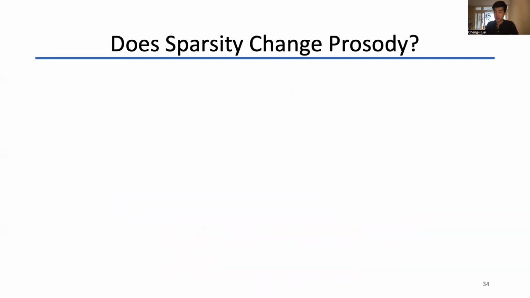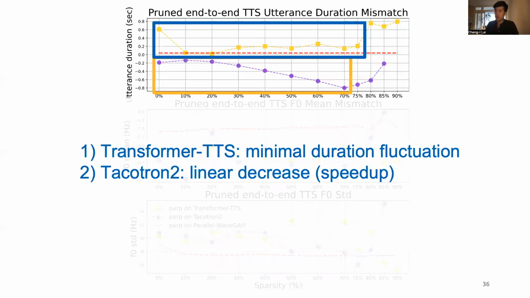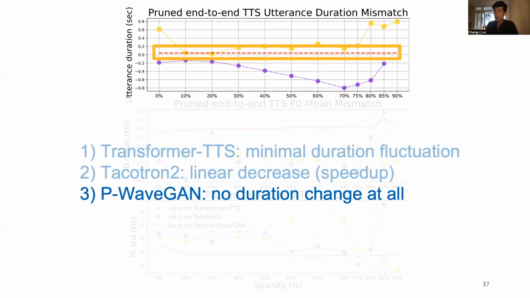The third question we look into is, how does sparsity affect prosody? The top plot here is plotting utterance duration over sparsity values. We see that for Transformer TTS, there is minimal duration fluctuation, while for Tacotron 2, there is a linear decrease over sparsity. This implies that the synthetic speech actually speeds up when we prune the model more. For Parallel WaveGAN, there is no duration change at all.